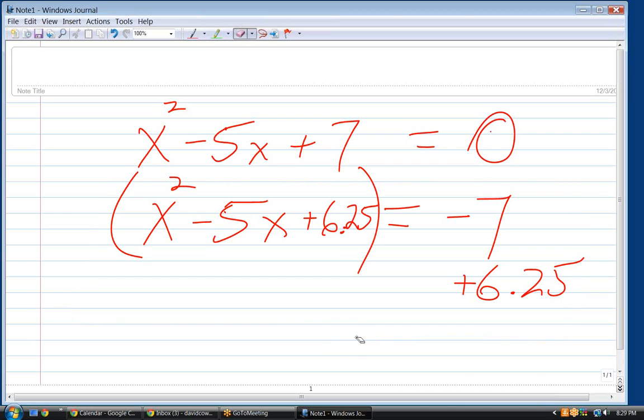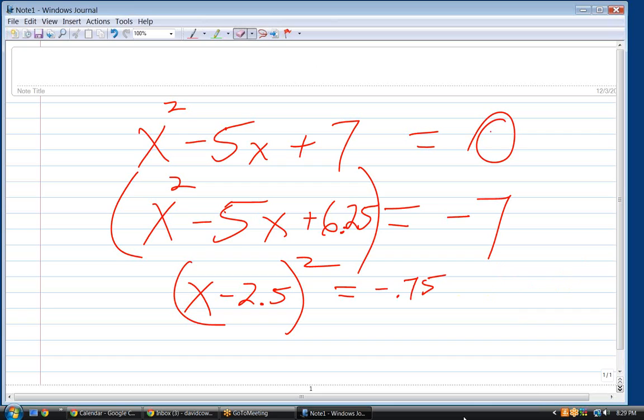Now, the beauty is that because I completed the square, I can write this as x minus that 2.5, squared. Because I completed the square, this is writable this way. Well, the other side of the equation becomes minus 0.75. I add both numbers together.